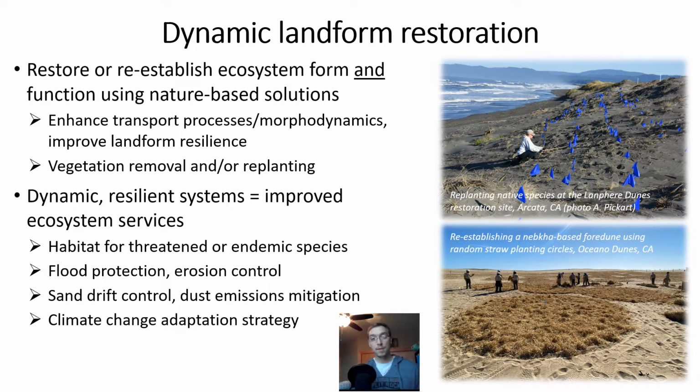And dynamic and resilient systems typically equal improved ecosystem services. So we see habitat for threatened and endemic species increasing. We see flood protection potential and erosion control measures, sand drift control if you're in a coastal system, or dust emissions mitigation, meaning that dust is not able to be emitted or ejected from the landscape. And dust can have a lot of bad effects if you breathe it in a lot. And these can serve as climate change adaptation strategies. We can use these to improve our expected landscapes and trends considering climate change.